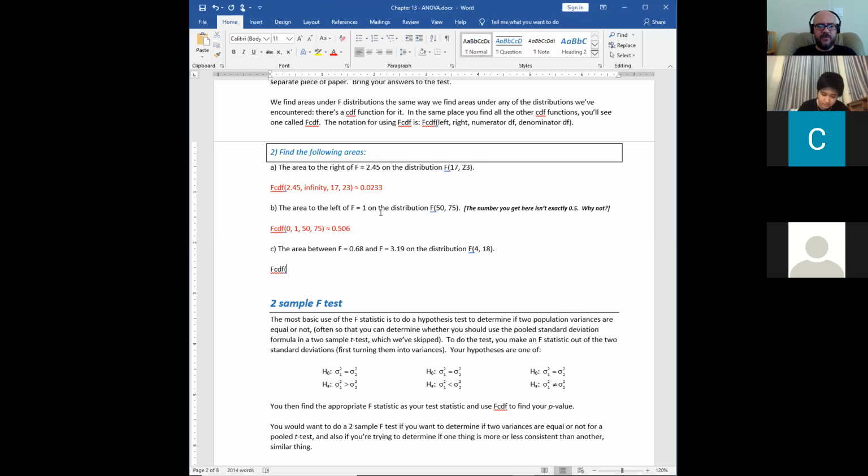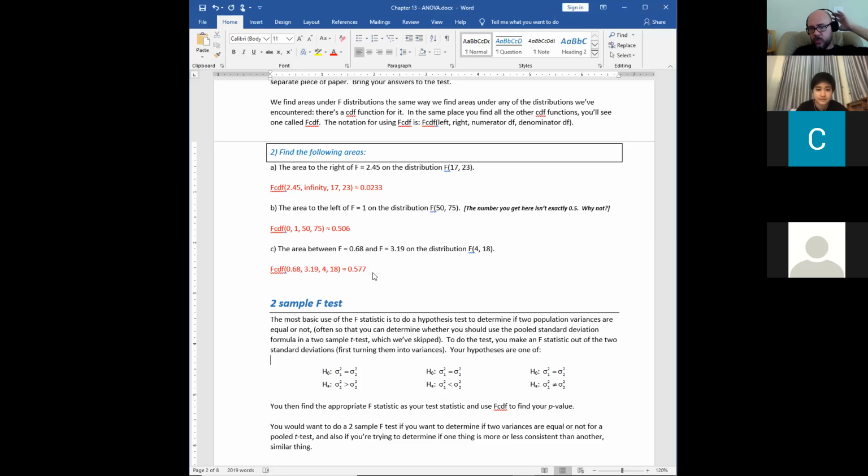And then for this one, right? So just be FCDF of 0.68 to 3.19, with 4 and 18 degrees of freedom, something like that. I should put some spaces in here. That will be 0.577. 0.577. Sure, that sounds about right. Yep. All right, so you guys are okay with using FCDF then? Yep. Anyone not okay with using FCDF?